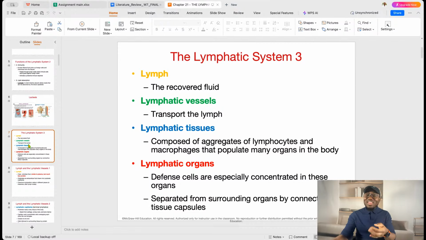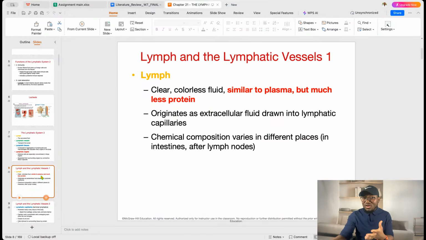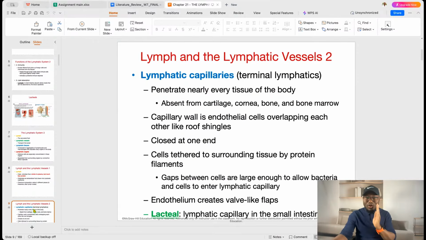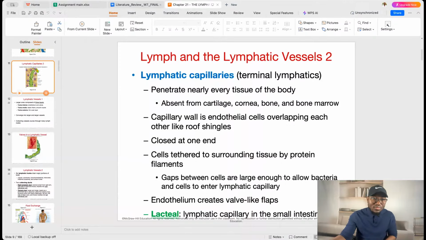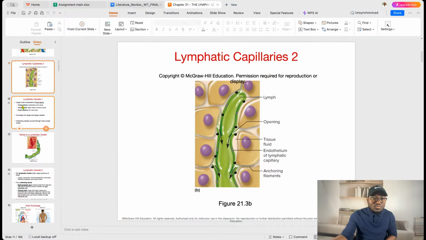You need to know about the lymph. The lymph is that fluid that they mopped up. Lymphatic vessels are the transportation of that fluid, and lymphatic tissues are aggregates of lymphocytes and macrophages that populate many other organs. Then we have the lymphatic organs themselves, which defend. For people that don't understand the lymphatic organs, you need to know what the lymph is made up of. I'm not going to teach it. You need to know about the lymphatic capillaries. Extremely important.